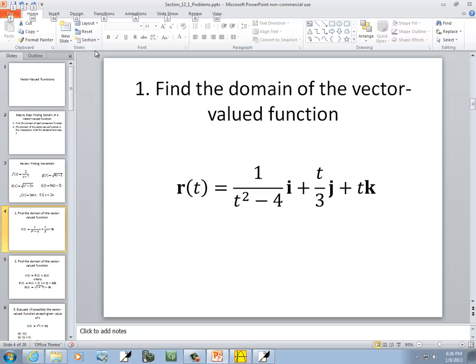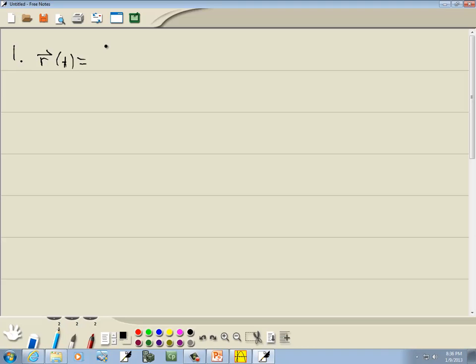So we've got r of t is equal to 1 over t squared minus 4 i plus t over 3 j plus t k. Now our different component functions, this is our first one, we'll label that as f of t. This is our second one, that'd be g of t. And our third one would be h of t.